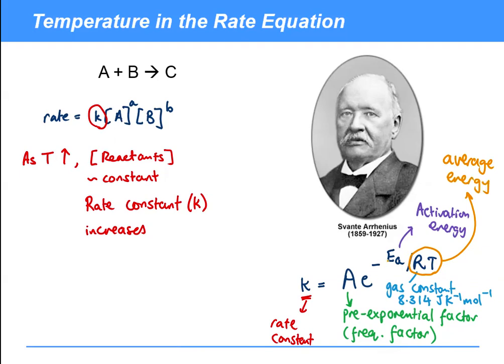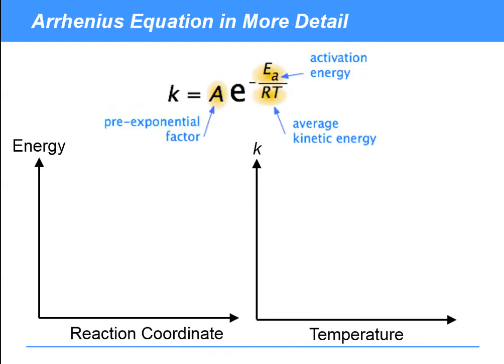So what this quotient here is doing is comparing the activation energy to the average energy of the particles. If the average energy of the particles is high, then this term is going to tend towards 1. If the average energy is very low, this term will tend towards 0. Let's see that in a bit more detail now.